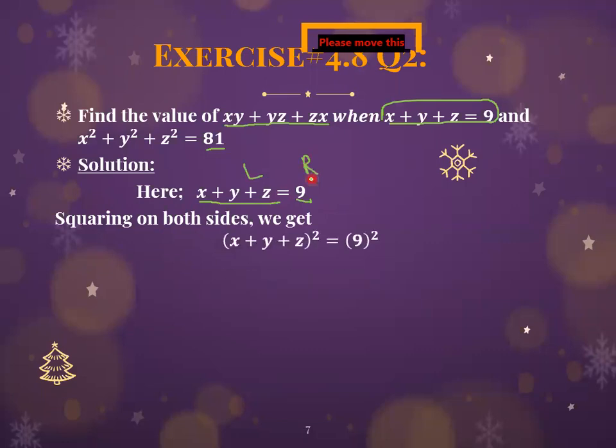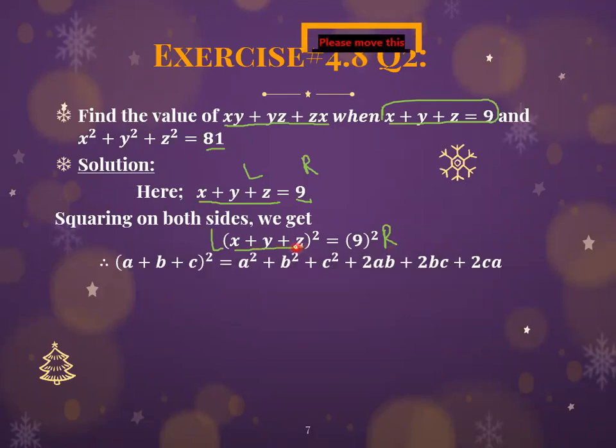So simply you will write down here, x plus y plus z whole square is equal to 9, which is your right side, and you will write the whole square of 9 as well. Clear? Now on the left side you will apply the formula. Which formula? This one. (a plus b plus c) whole square is equal to a square plus b square plus c square plus 2ab plus 2bc plus 2ca.